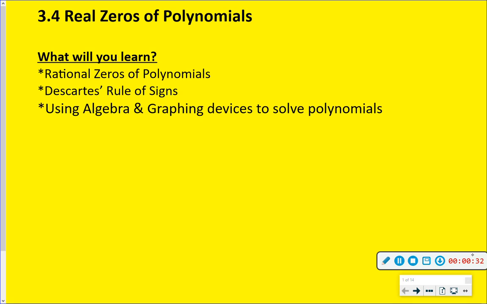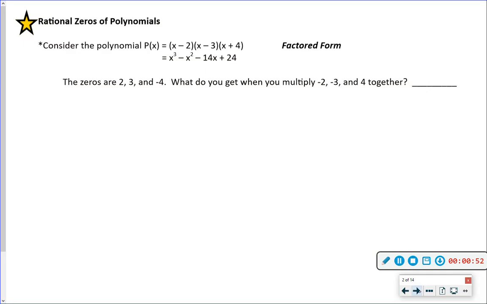So that's what we're going to talk about here today, is some other skills, working our way up to being able to find out the zeros. So we're going to do what's called the rational zeros. Rational is a fancy name for fraction. Descartes' rule of signs. That kind of helps you narrow down how many positive answers you might have versus how many negative. And then we're going to talk about algebra and using our calculators, etc. So first thing we're going to get into are these rational zeros.